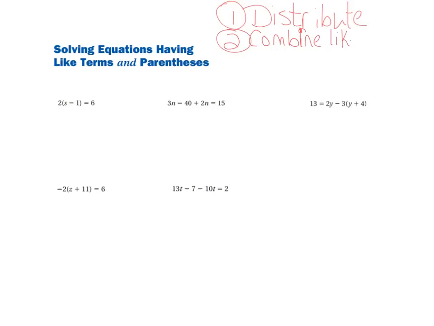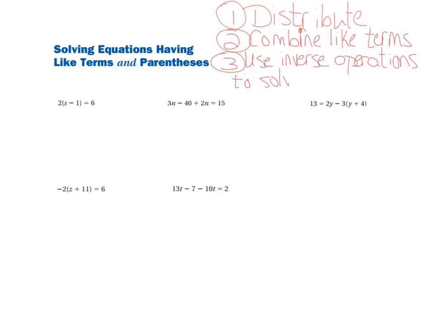This is exactly what we did with expressions. But after we do that, you're going to have formed either a one or two-step equation. So your last step is going to be to use inverse operations to solve the two-step equation. Now, sometimes it will be a one-step, but those are very simple also. Okay? So let's look right here.